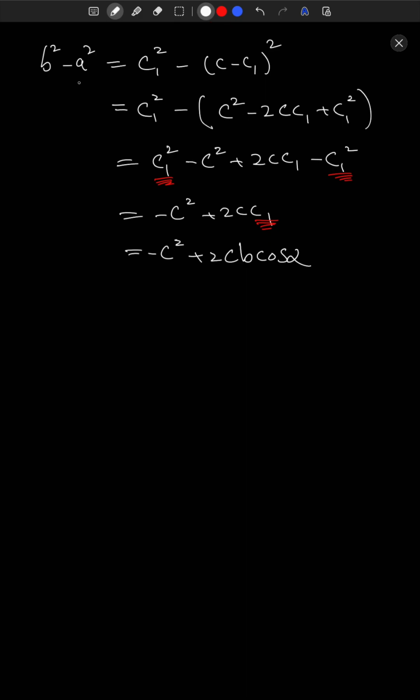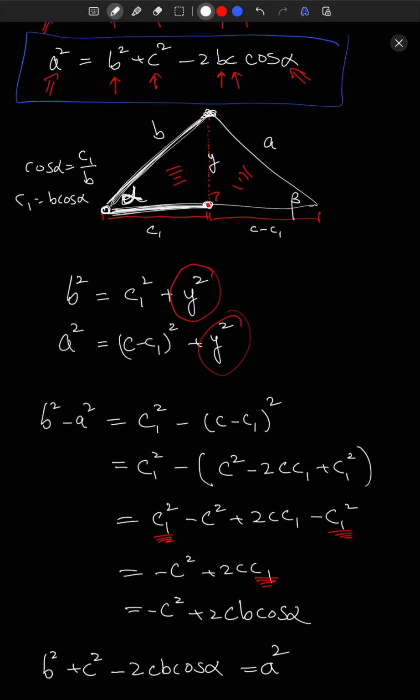I'm going to throw the a to the right-hand side, and I'm going to throw the minus c to the left-hand side and the plus b, cb cos alpha to the left-hand side. So I end up with b squared plus c squared minus 2 cb cos alpha equals a squared, right? And that's actually the law of cosines that I've boxed all the way up here, right?